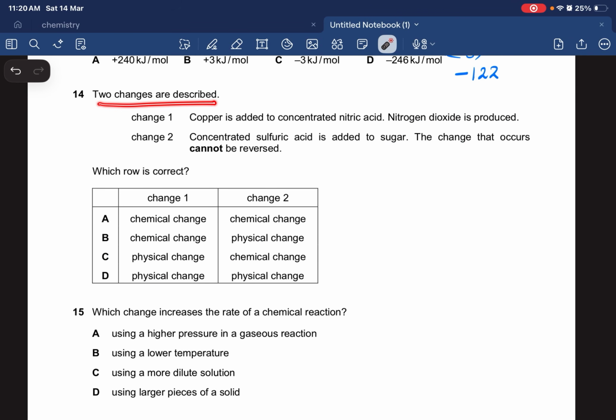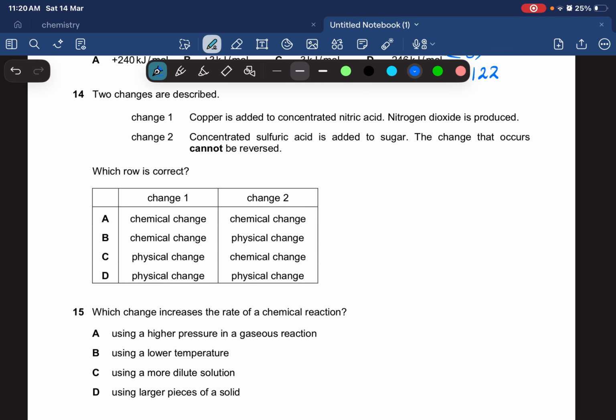Two changes are described. Change 1 states copper is added to concentrated nitric acid, nitrogen dioxide is produced. Concentrated sulfuric acid is added to sugar. The change that occurs cannot be reversed. So if it cannot be reversed, then that means we're dealing with a chemical change over here. And statement 1 is also chemical change. Not a chemical change, it's a physical change.